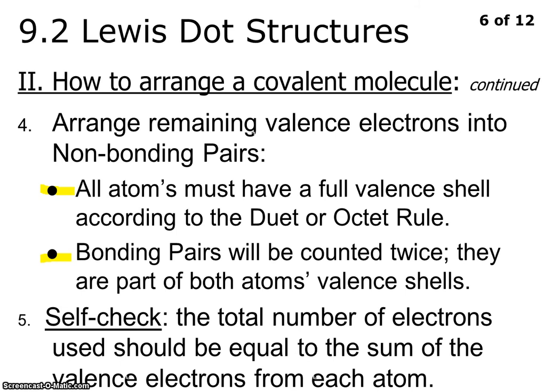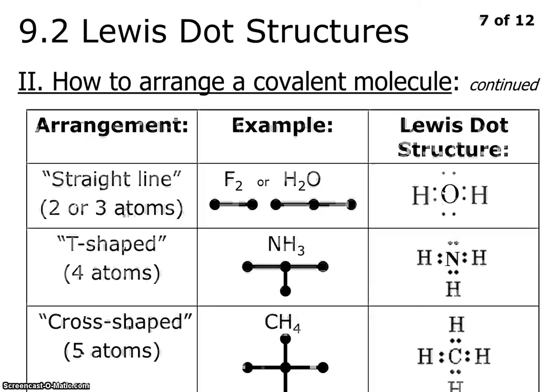You can check your work in the end by counting the total number of electrons used. The total number of dots should equal the sum of the valence electrons from each atom. If you add the number of electrons that each atom has as a single individual atom, and you add them up, that's the total number of electrons you can use.